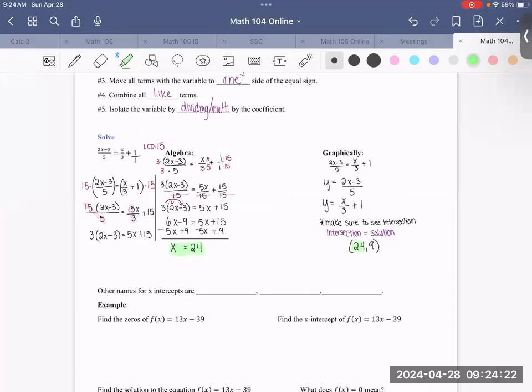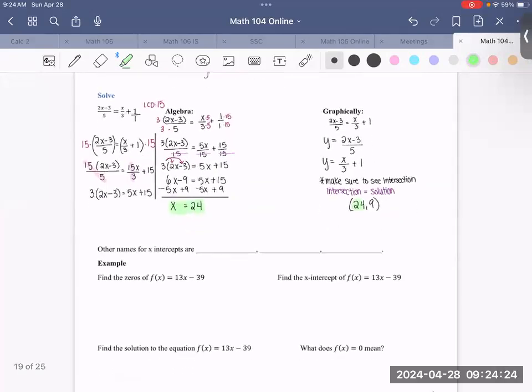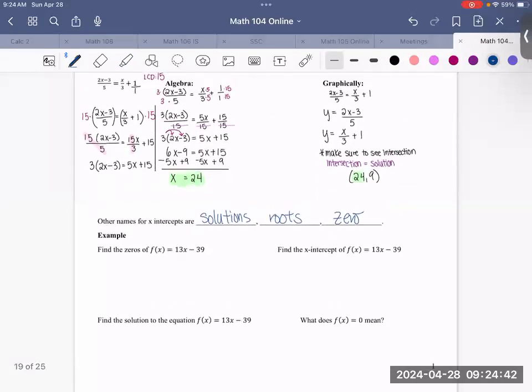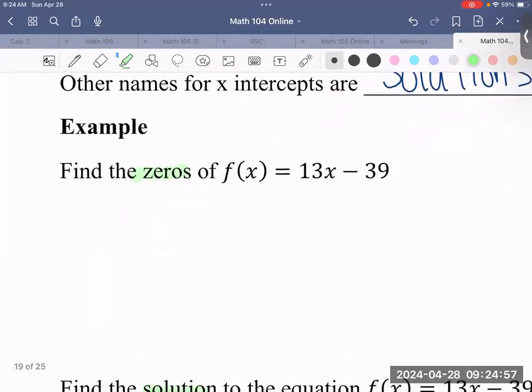Now, other names for x-intercepts are solutions, roots, and zeros. So those are interchangeable. I cannot say that word. They are interchangeable. And so when we're asked to find a zero, a solution, an x-intercept, right? They're all going to be asking the exact same thing, just using a different word for it. So let's find your zeros.